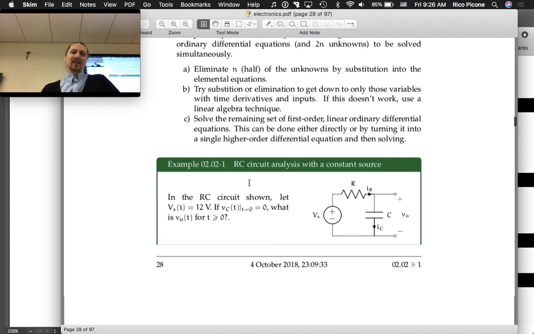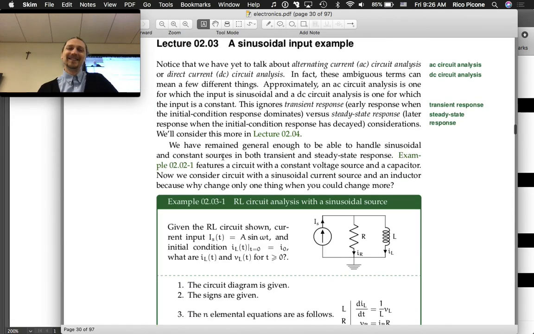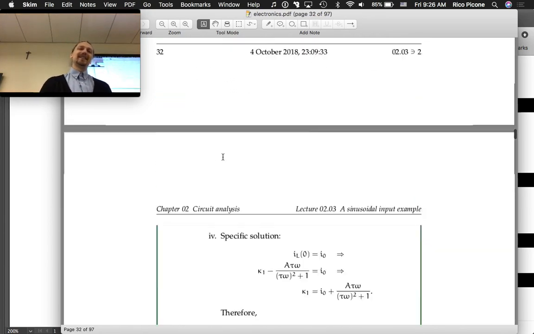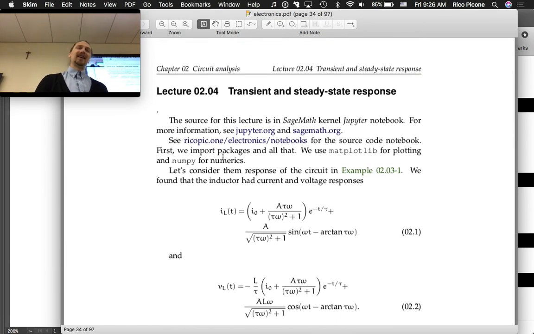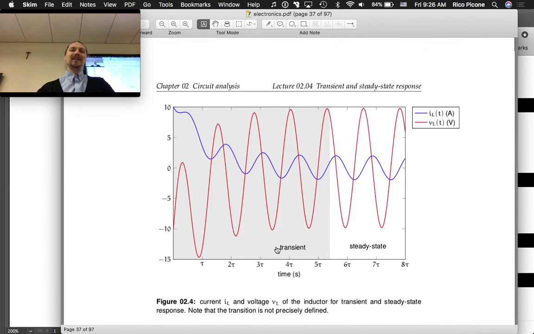So, true or not? And then we started looking at different types of circuits, AC input circuits, and then we broke down into the transient response and the steady state response in this figure, right?